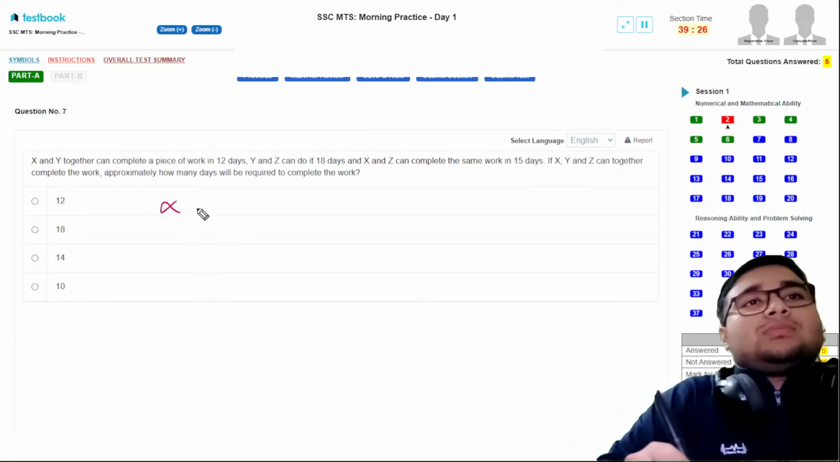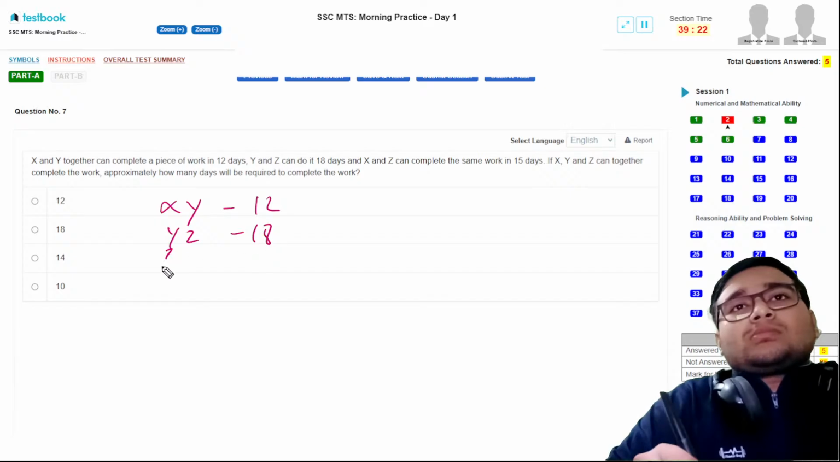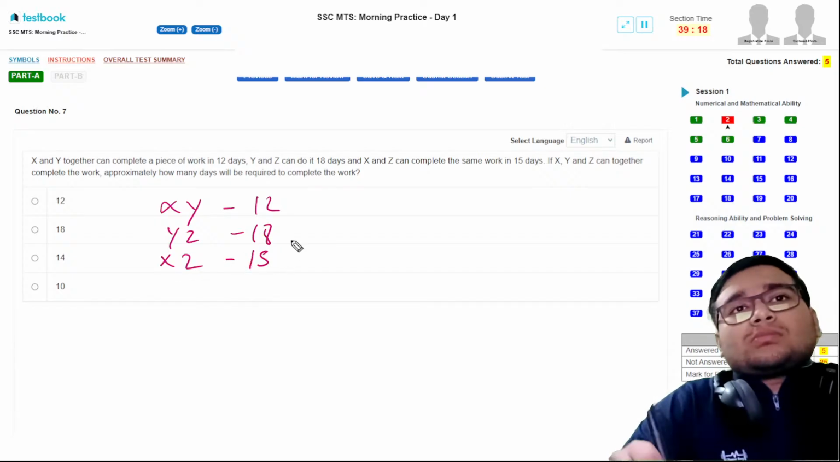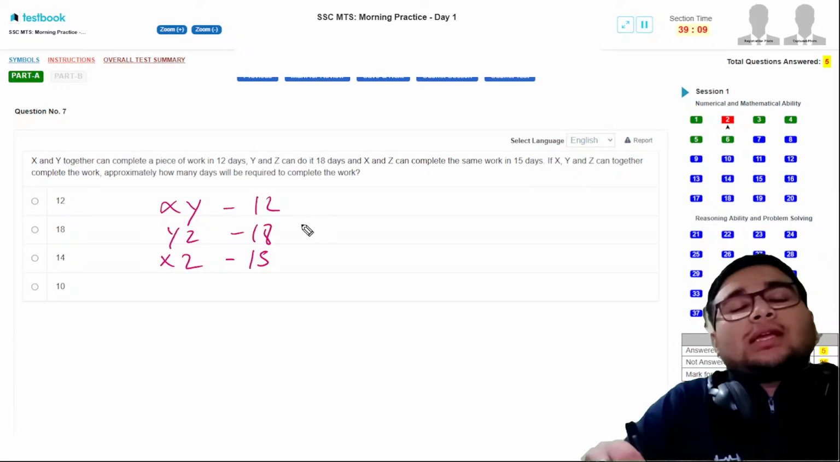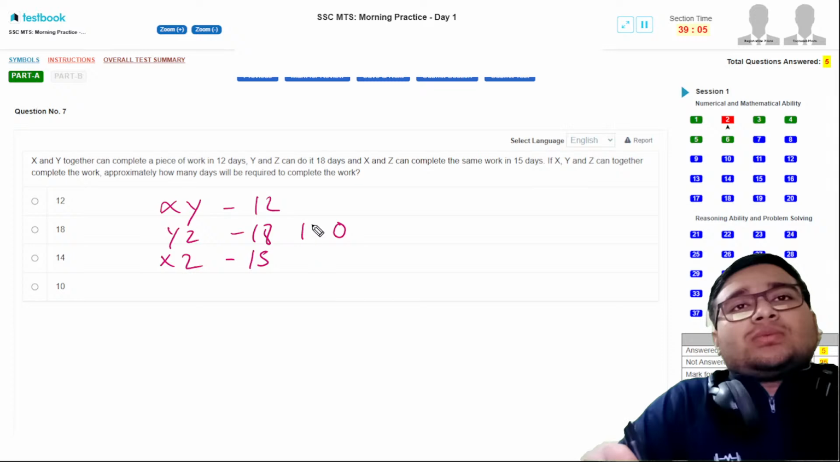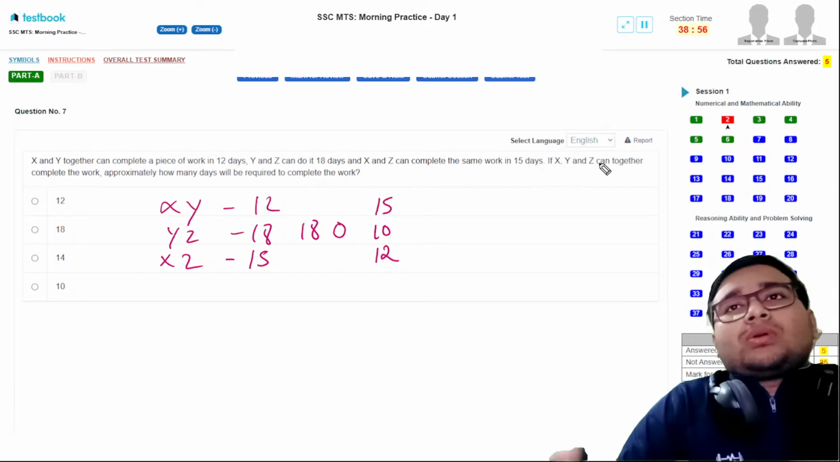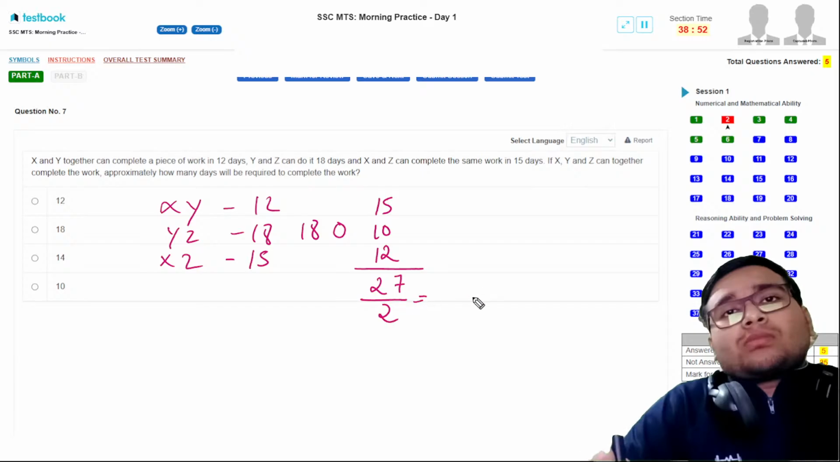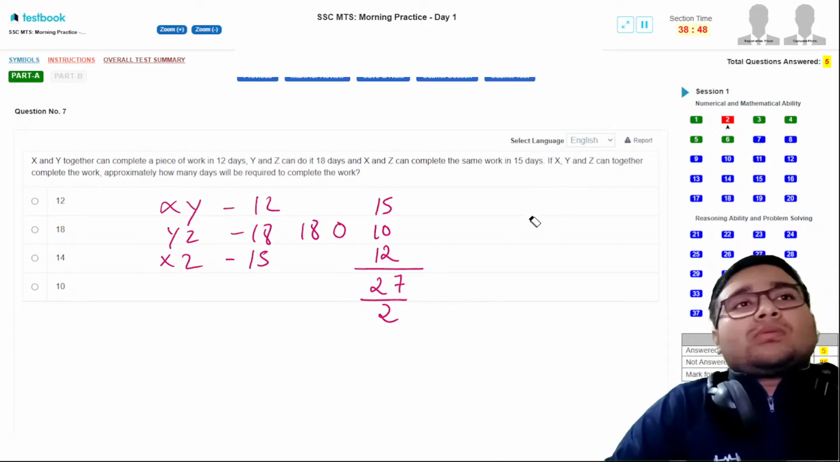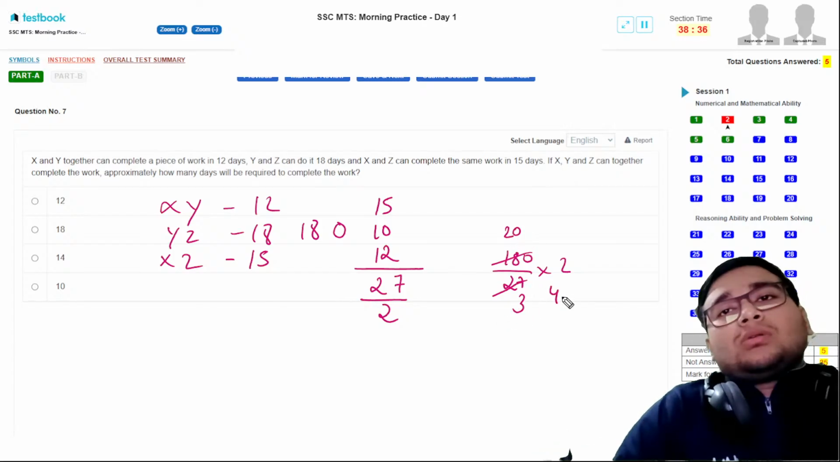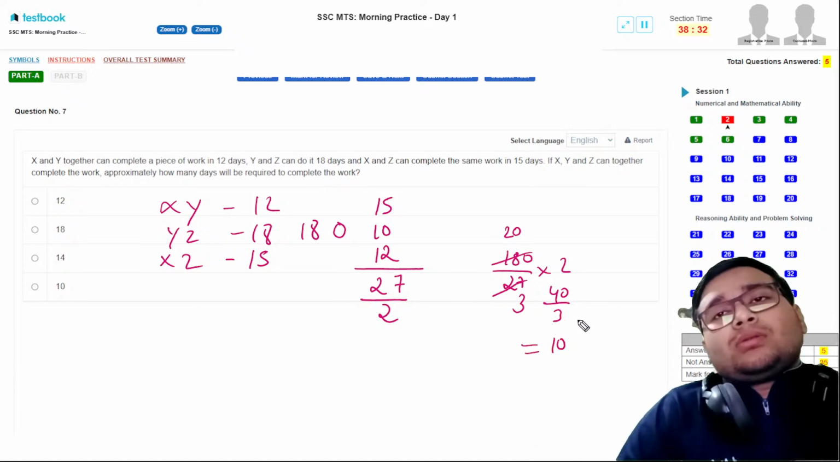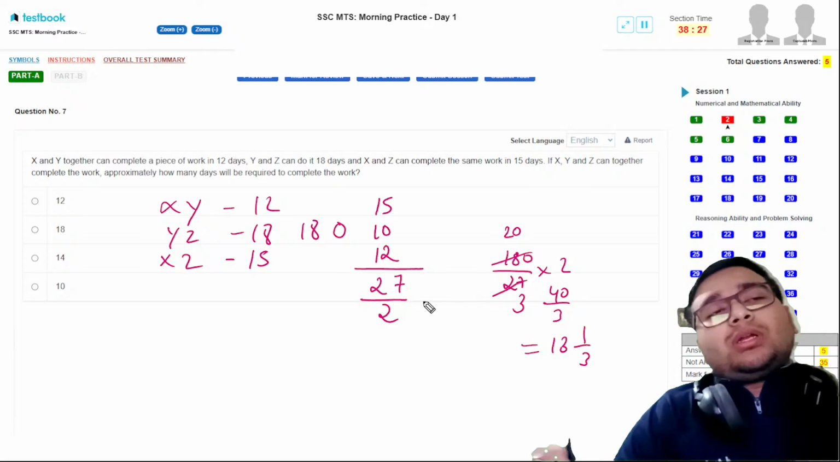X and Y can complete. 6 2 is 6, 6 3 is 6, 6 is 36, 36 5 is 0, 3 5 is, so 15, 10 or 9 2, 9 3 is, 9 2 is 40 by 30 equals 10, 10, 17 1 by 3 days, 14 days.